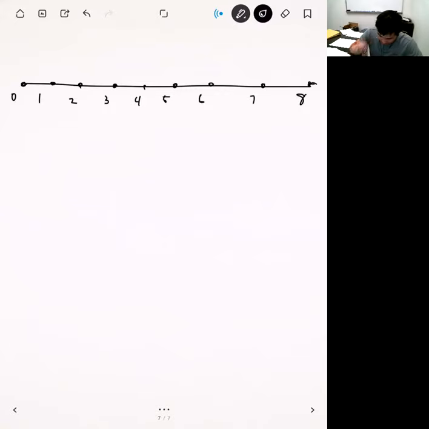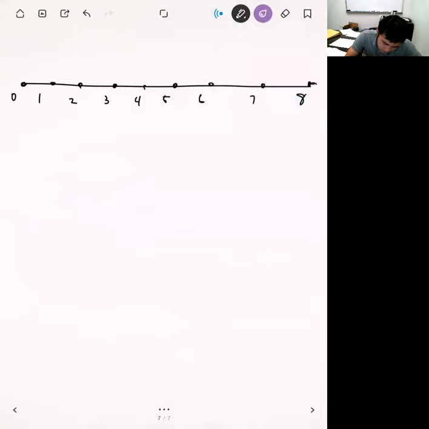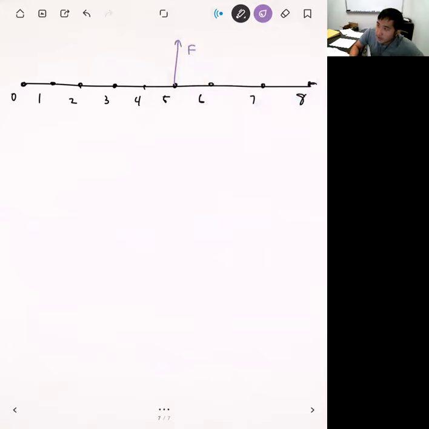Okay. Right, and so let's say that we have a single lump sum in year 5, okay? Call this F. And what we want to do is convert this F into a uniform series that spreads across all 8 years, okay?